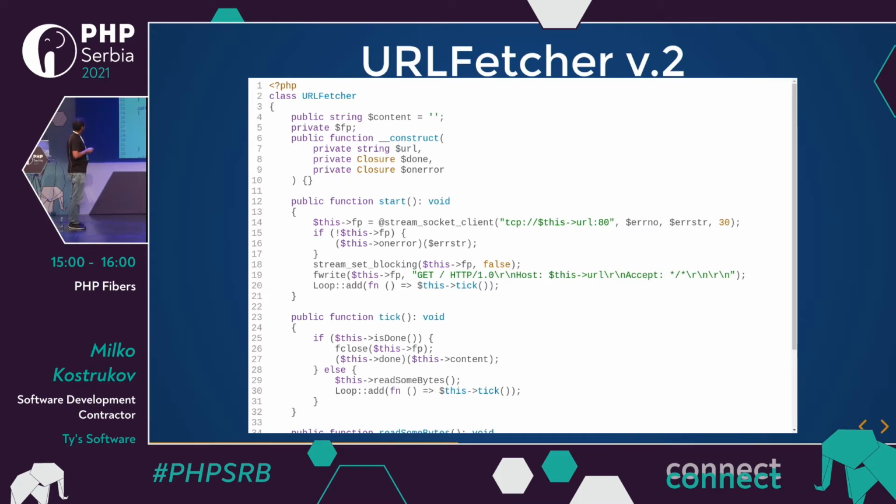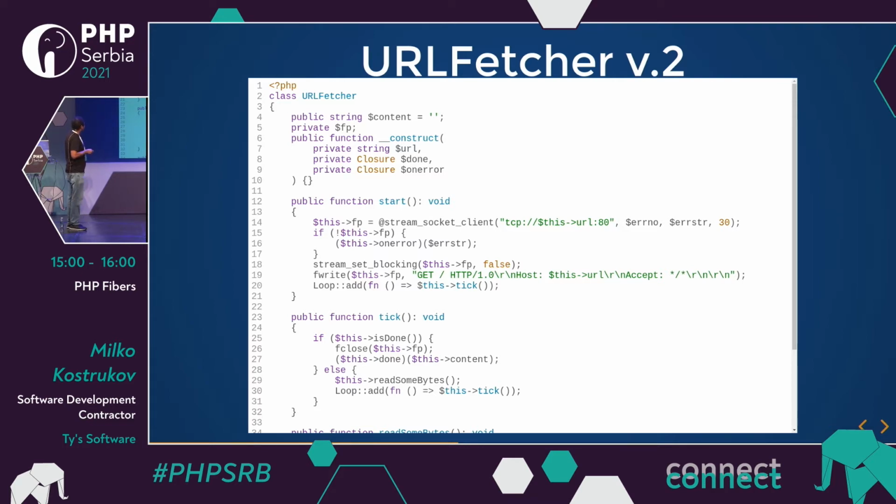And this is the done callback. We're going to call this done callback when we're done. And we have an on error callback, and we're going to call this if there is an error. So let's refactor some more.